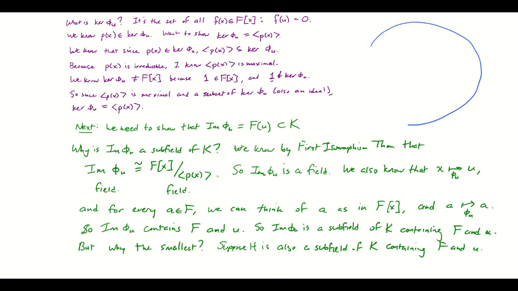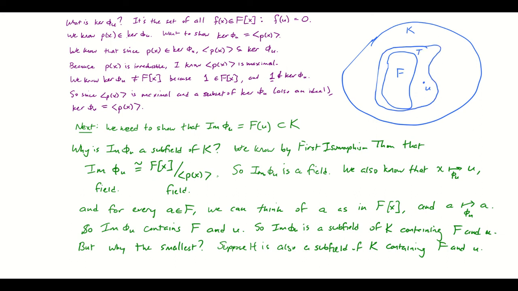Okay, so just to give a visual diagram of what we're going to do here. So here's our field K. This is the big field that contains u. And then here's our subfield F. Okay, so the goal is going to be to show that if u is here, remember u is an element not belonging to F, and this is the image of my map, phi sub u, then if I have any other field, H, which is a subfield of K containing both F and u, it has to at least contain everything in the image of the evaluation map. So that's the game plan.